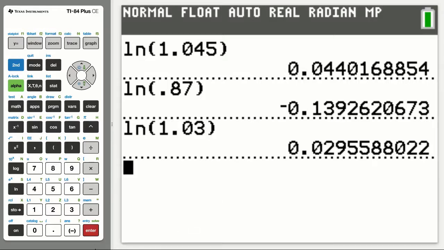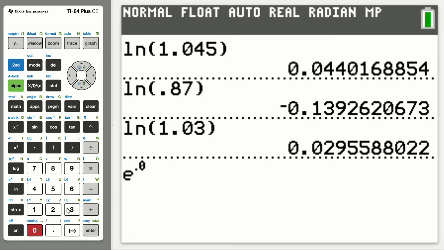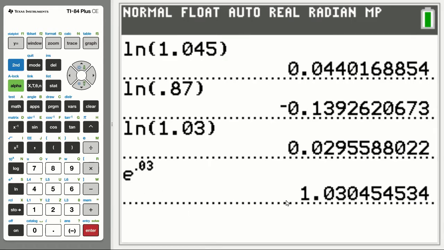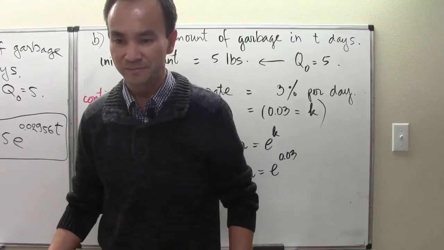So now on my calculator, e to the 0.03. I'll just punch it in, and this is the value right here. So this is also known as my 1 plus r. So r is indeed my periodic growth rate, 0.0304554534. But now 1 plus r is this entire value right here.